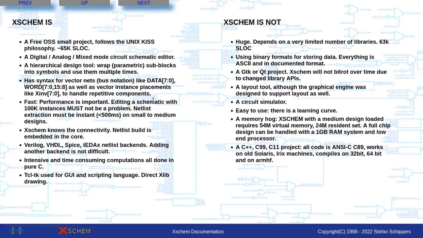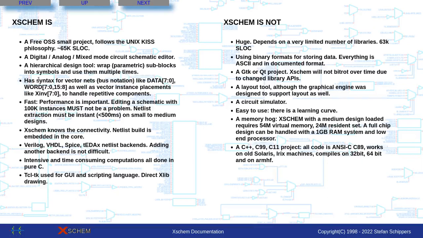Xschem is free open source. It's a small project. It follows the Unix keep it simple and stupid philosophy. So it's very small. It's a digital, analog, and mixed mode circuit schematic editor. It is a hierarchical design tool, so we can create parametric subblocks, wrap the circuit into a symbol and use the symbol multiple times. For example, an inverter with different sizes. It's just one implementation of a symbol and can be used multiple times.